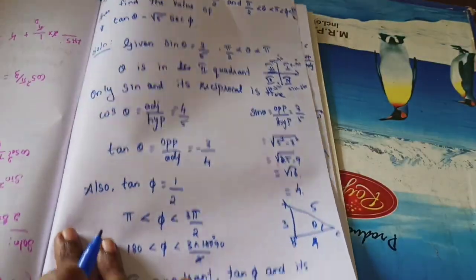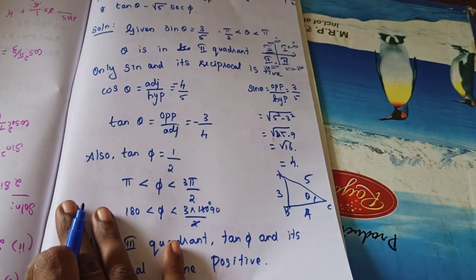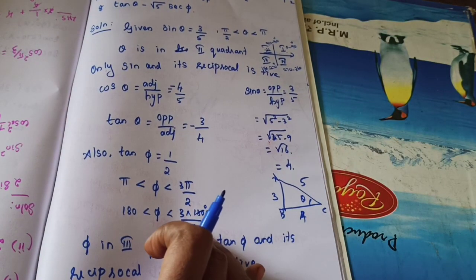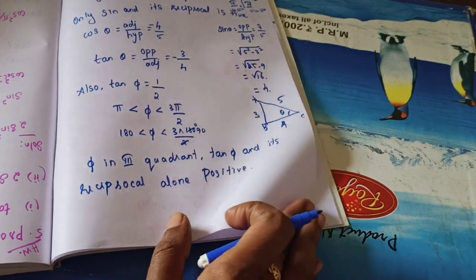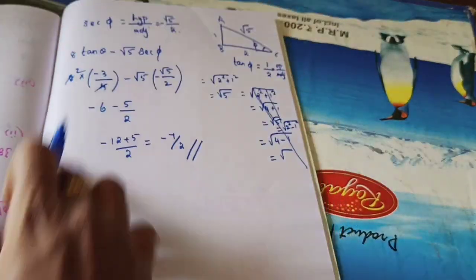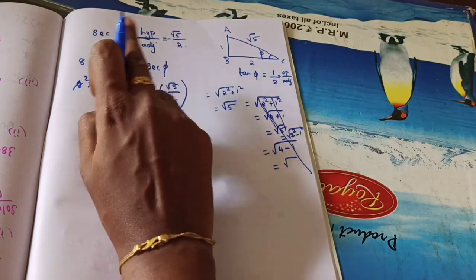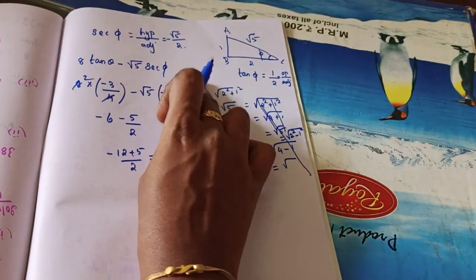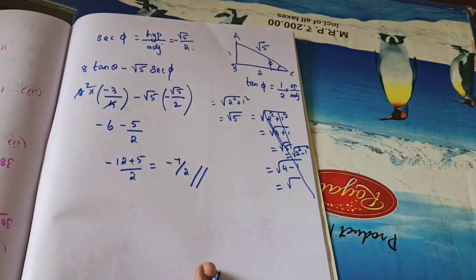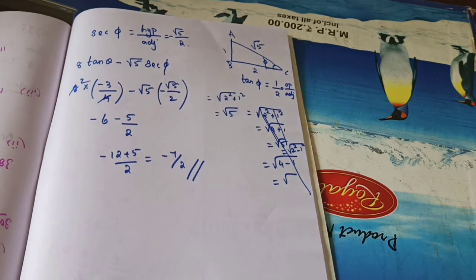Correct? Again I am repeating, it's also very important. A 5 mark question they can ask. So this one you know, is it right? Then same as this one, here tan and its reciprocal alone are positive. So secant also is negative, correct? So tan alone is positive. So we need this much value. Find out and substitute. You will get the answer as minus 7 by 2. Do it very carefully, otherwise you will make mistakes here. Understand, students? Okay. First section over.